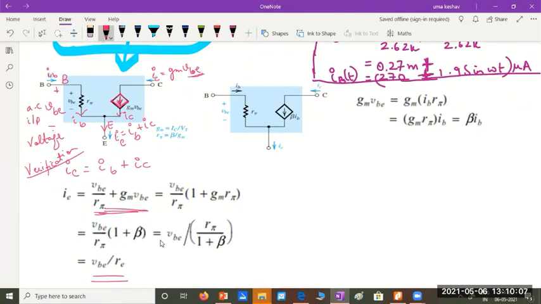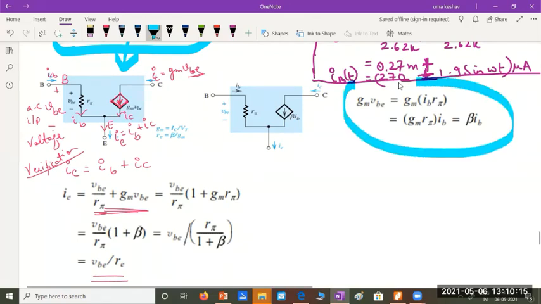Just look through this, and you look through this part also. This gives an alternate way of writing this small signal model. Instead of writing GM VBE, I'll replace this with beta IB. How can we do it? Just refer to this by the time I take attendance.